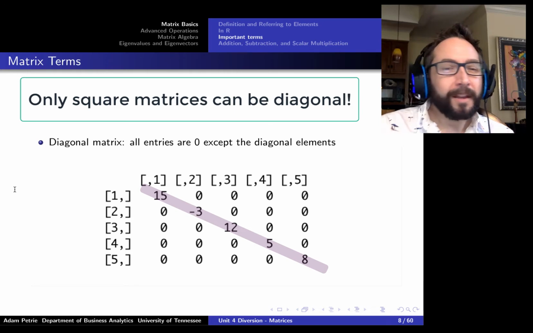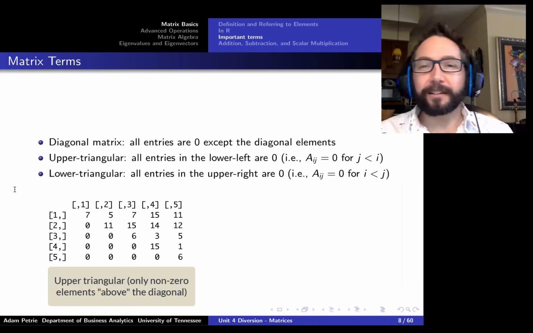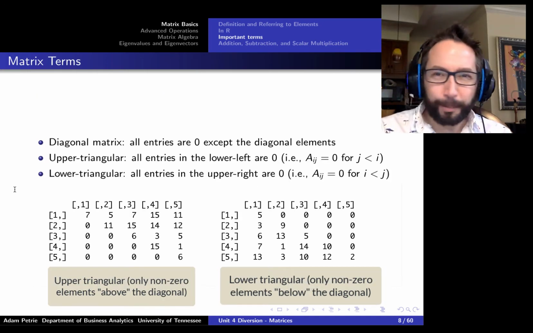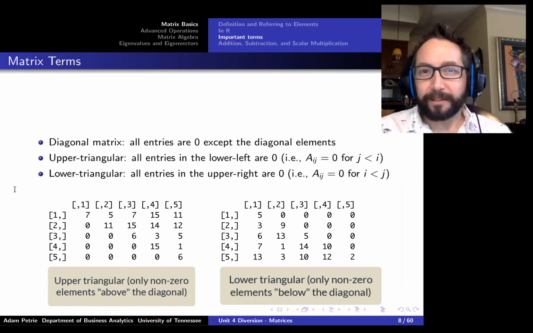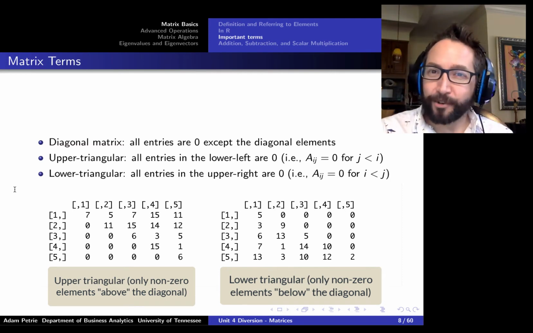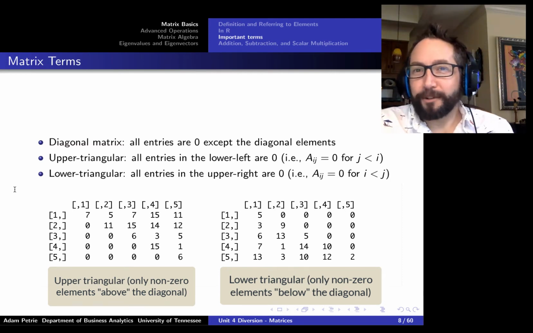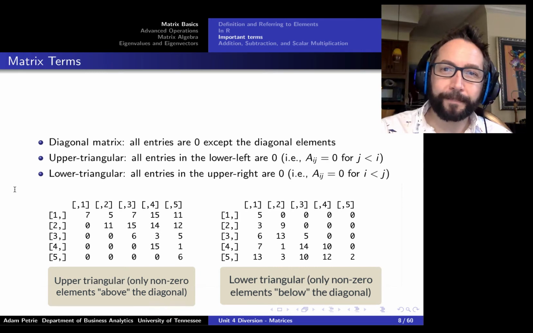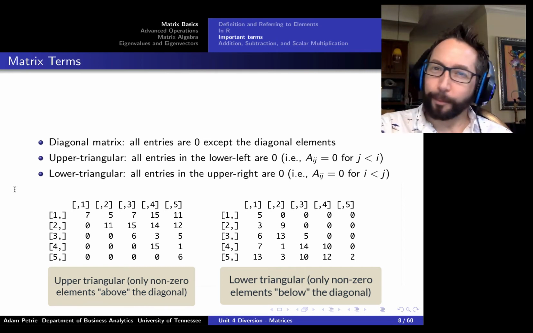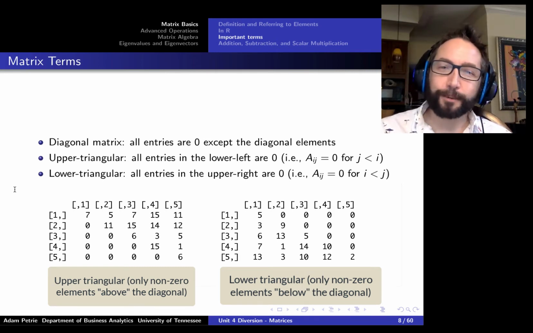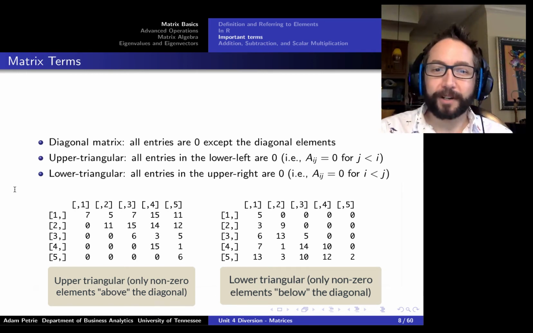Then we have upper triangular and lower triangular. And these will be terms that you'll run into in the 531 class, the optimization class, because very often we like seeing systems of constraints written so that we have upper triangular or lower triangular form. What does that actually mean? Well, upper triangular means that the only non-zero entries are in the upper right part of the matrix. Lower triangular, the only non-zero entries would be on the lower left part of the matrix.